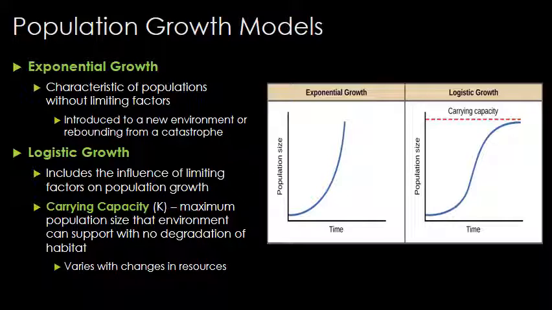More common is the logistic model, or that S curve, where it levels off when it reaches what's called carrying capacity, which is the maximum number of individuals that an environment can support over long periods of time without harming the environment. Now, carrying capacity can change if the environment is harmed or changes in some way, but in a logistic growth situation, the populations become stable around carrying capacity.